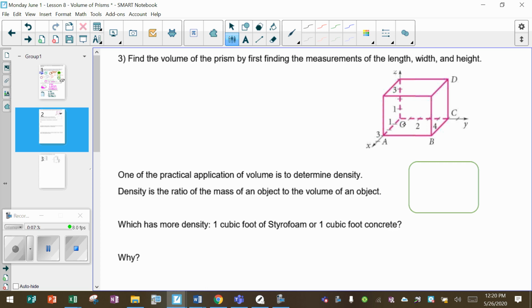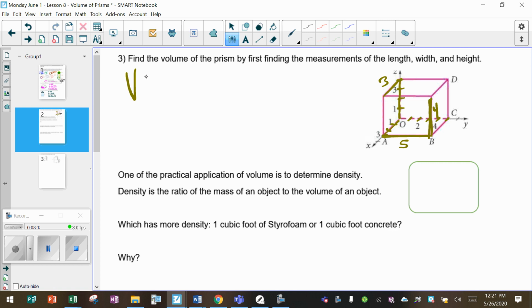So what you do is you can just look at the dimensions or units, 1, 2, 3, 4, 5. So that means our edge AB is 5 units long, and then 1, 2, 3, 4, our height would be 4 units high, and then the depth or the width, 1, 2, 3, is 3 units. Now this being a rectangular prism, you can just do length times width times height. It doesn't matter because all sides are rectangles.